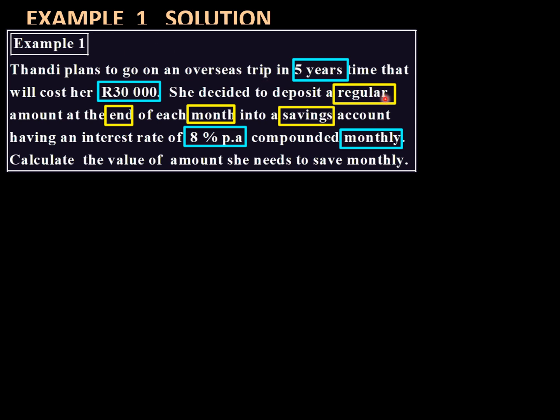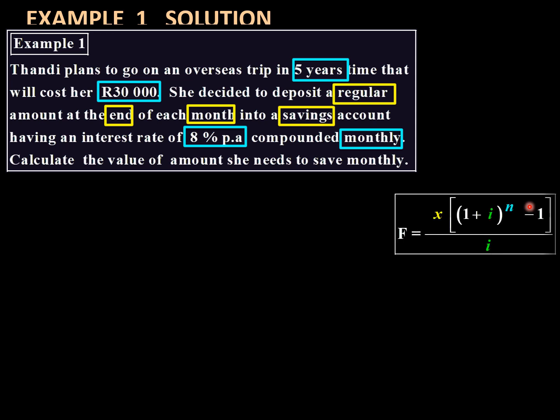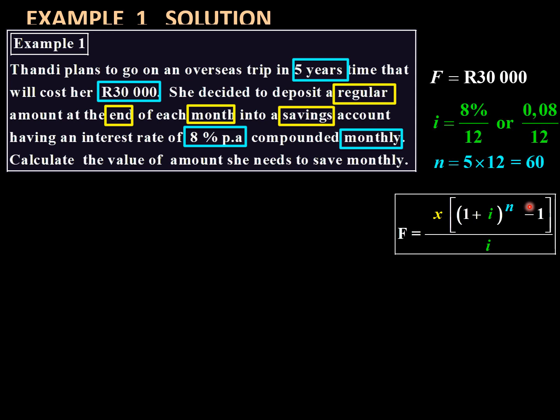Now, let's look at the solution to this problem. There we've got the question again. We agree that this is a future value, so there's our future value formula that we copy. We have identified the 30,000 and the interest rate and the number of payments. Now, what do we have to calculate? The amount she needs to save monthly, the X value, is unknown. It's always one of the values here that will be unknown, not more than one.